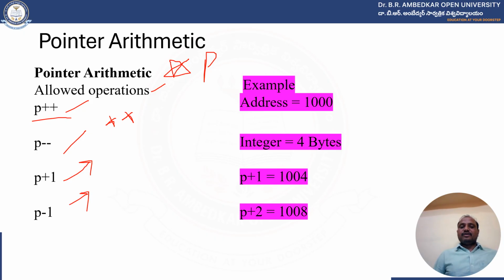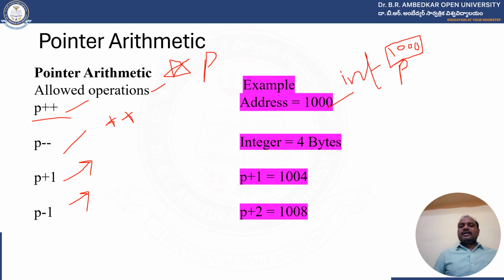Sir, how will it work? Say p is a pointer variable, and in this pointer variable we are going to store the address of some variable. For easy understanding, I am taking this address as 1000. Actually it will be stored in hexadecimal format, but for easy understanding I am taking the address as 1000. Now we are taking this pointer variable as an integer variable.